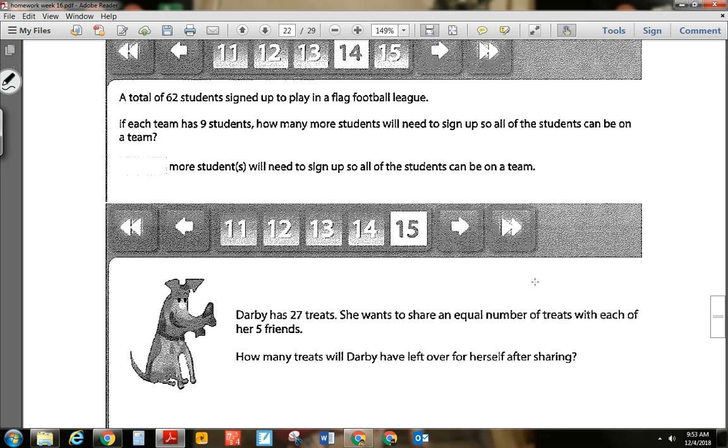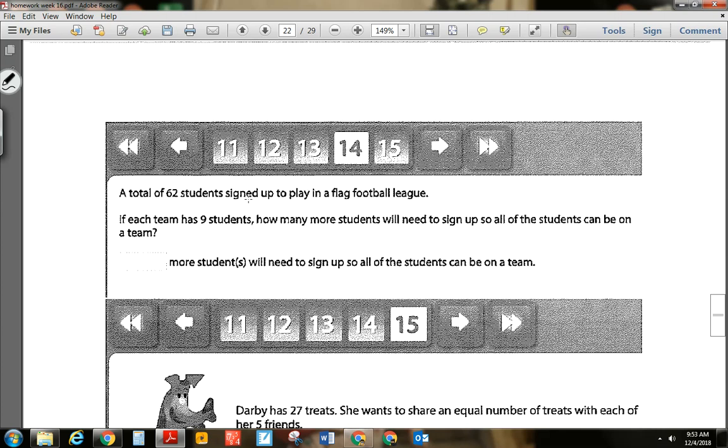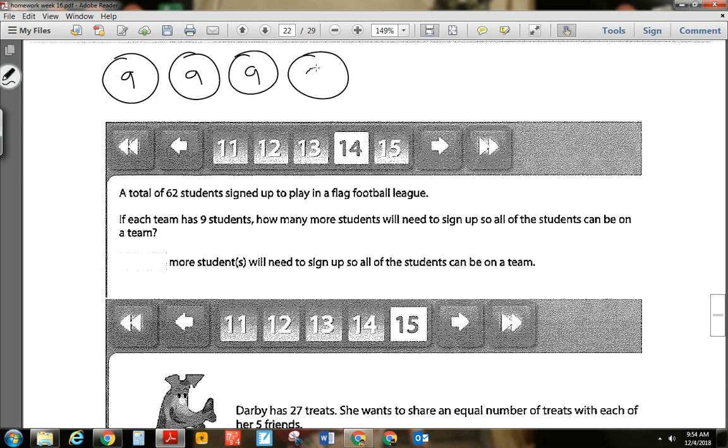Question 14. A total of 62 students signed up to play in a flag football league. If a team has 9 students, how many more students will need to sign up so all the students can be on a team? Okay, so we have groups of 9, right? That's 1 team. That's 2 teams. That's 3 teams. That's 4 teams. So right now that's 9, 18, 27.